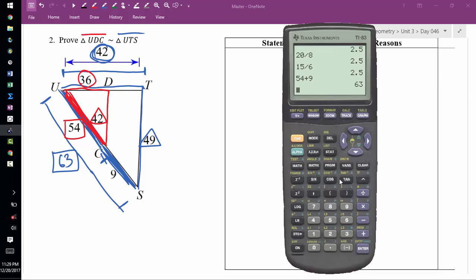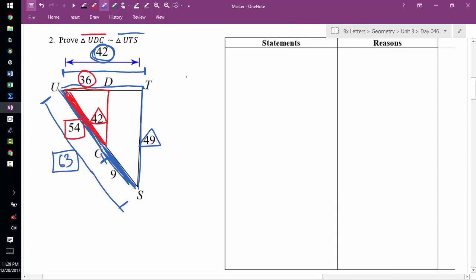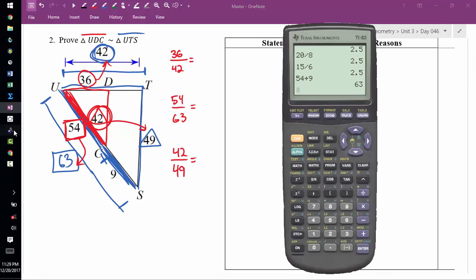And we're going to make our ratios and then type them into the calculator. So we'll start with the smallest sides. That's our method so far. So I'm going to do 36 over the corresponding 42. I'm going to do the biggest now, that 54, over the corresponding 63. And last, I'm going to do the bases. So I'll do 42 divided by the corresponding 49. And these are going to be weird numbers, and that's fine. I just know that they all need to be equal.